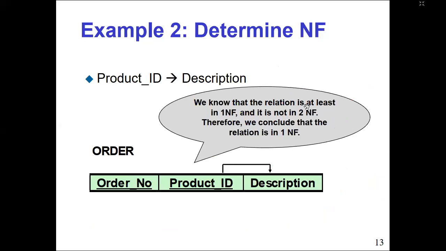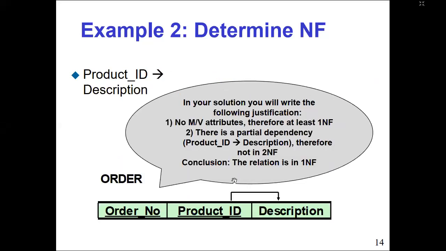We know that the relation is at least in 1NF and it is not in second normal form. Therefore, we conclude that the relation is 1NF, right? Second normal form we can't say because there is a partial dependency here. So I can't say this is second normal form. This is first normal form.